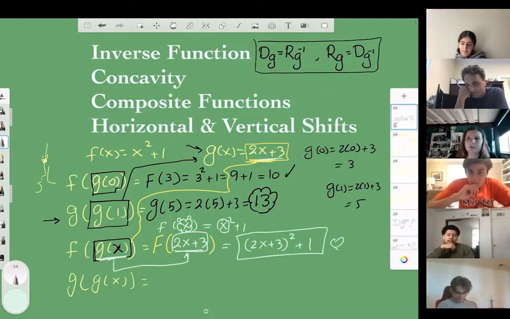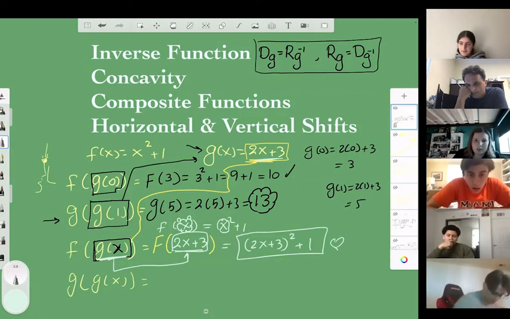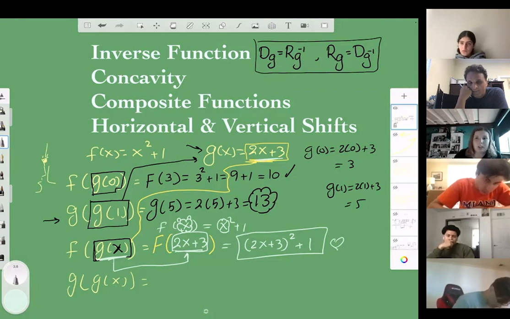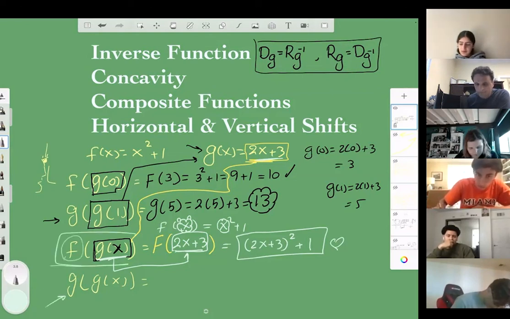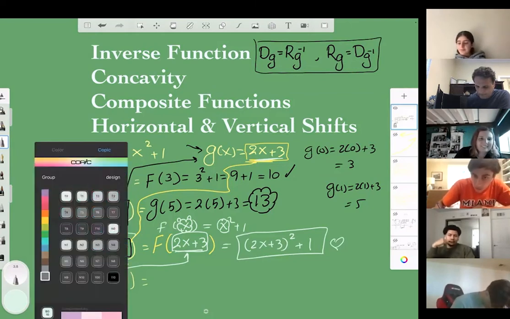I have a question. Yes, Lindsay. Don't you plug that into that equation? So, for example, it says g of x. Don't you plug 2x plus 3 into 2x plus 3? So it'd be 2 times 2x plus 3 plus 3? For the next one, for the g of g of x, we do. For this question, they said f of g of x. Oh, okay. You're right. You're one step ahead of us.